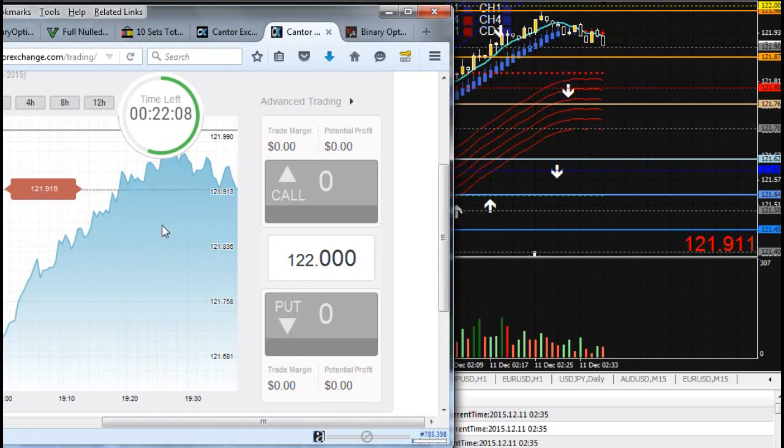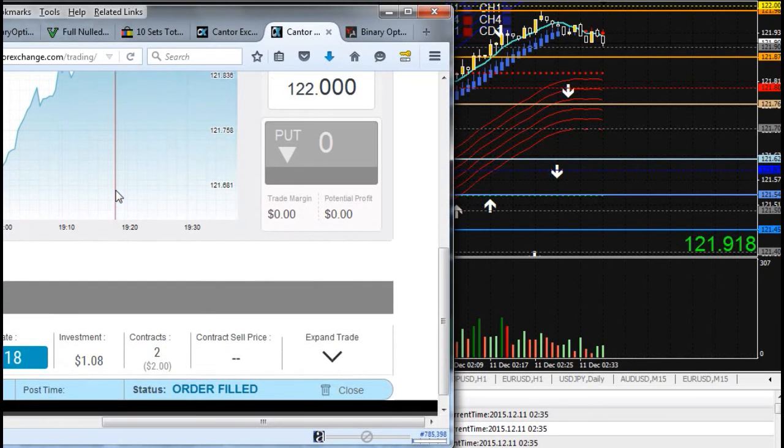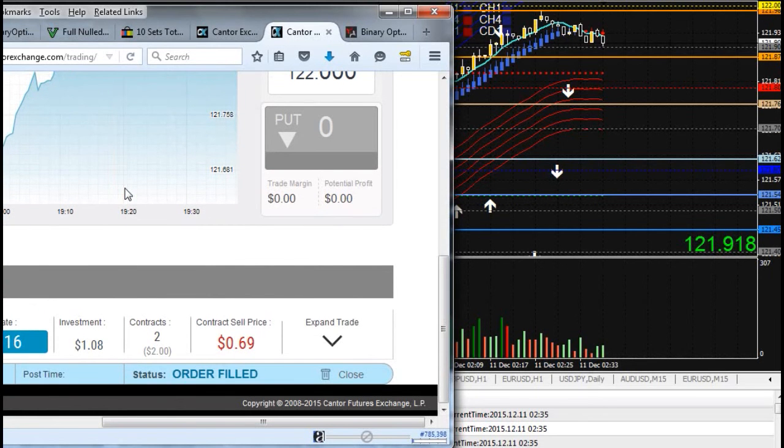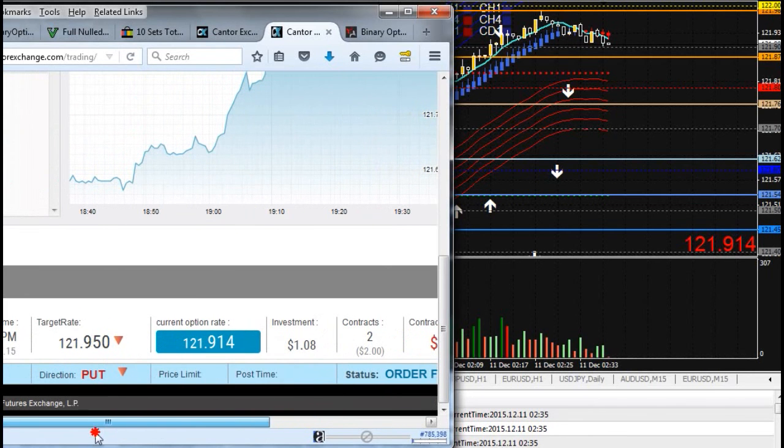BinaryOptionsTutor.com. I'm back with a little live trade on the Cantor exchange today. Last trade I did was an at the money trade, and what that means is around the time that I got into the trade, we were basically at the strike. In this trade, the same scenario: around the time that we got into the trade, we were basically at the strike. The strike is 121.95.